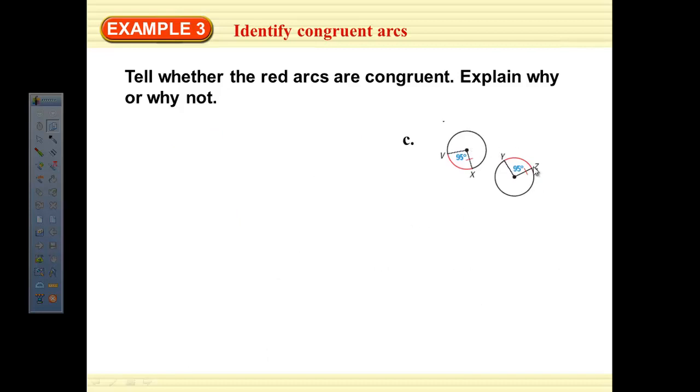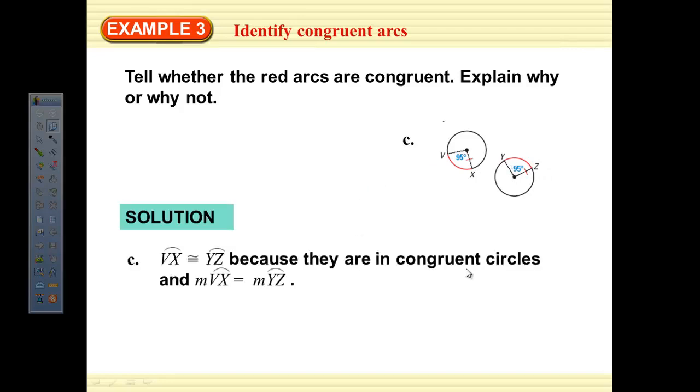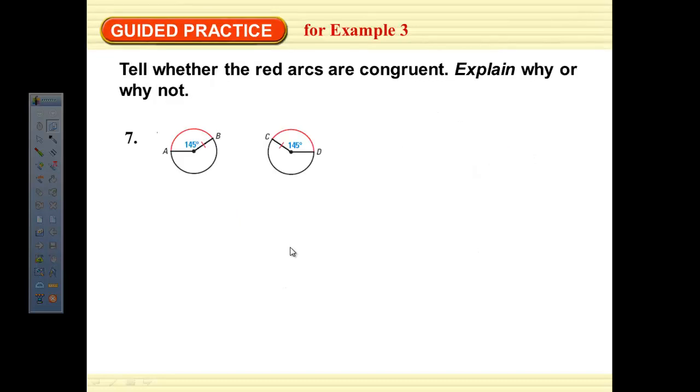In this case, we've got two different circles, and if you notice, the radius here and the radius here are the same, so the two circles are congruent, and then you notice the central angles are also equal, therefore arc VX is congruent to arc YZ. So they're in congruent circles, and the measure of the arcs are equal, therefore the arcs are congruent.